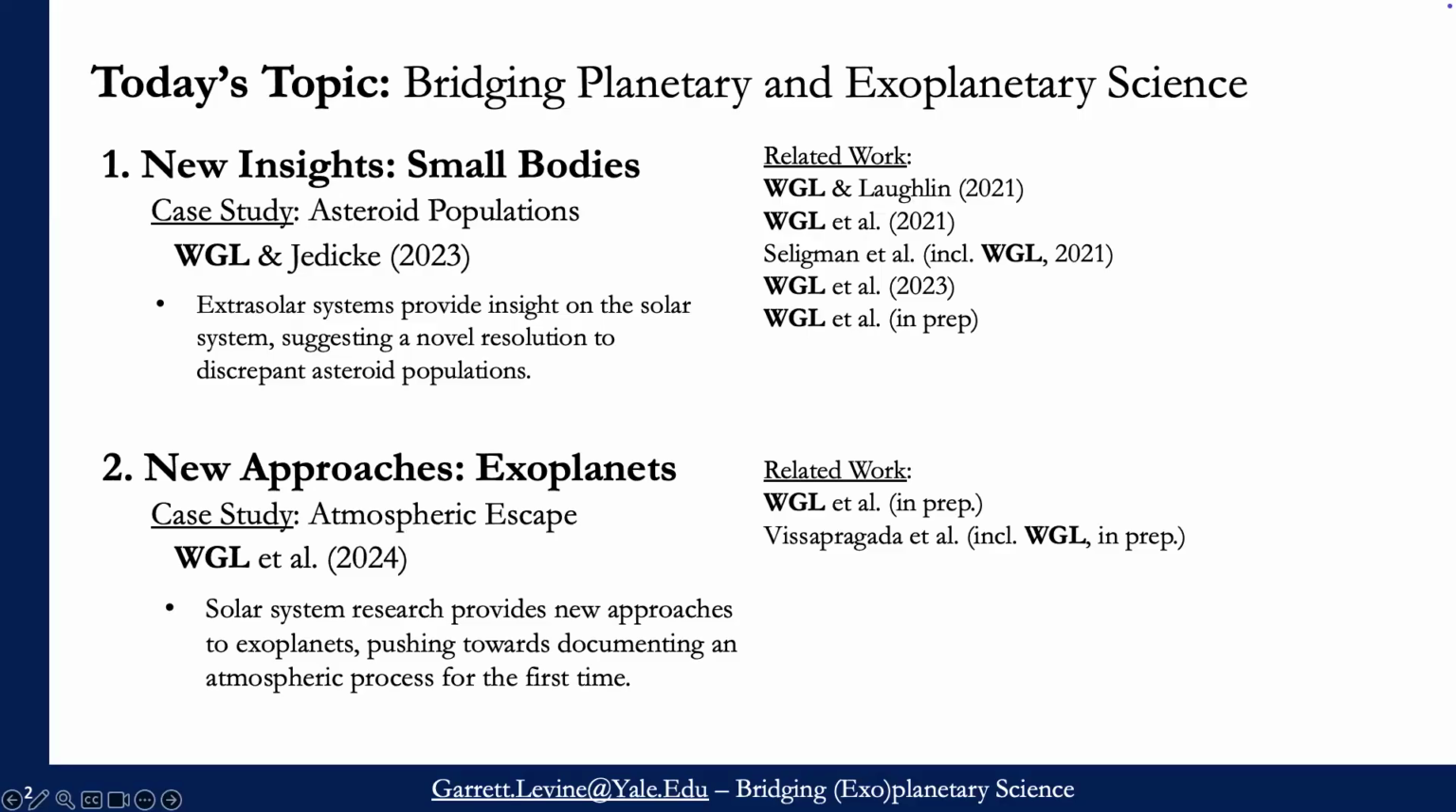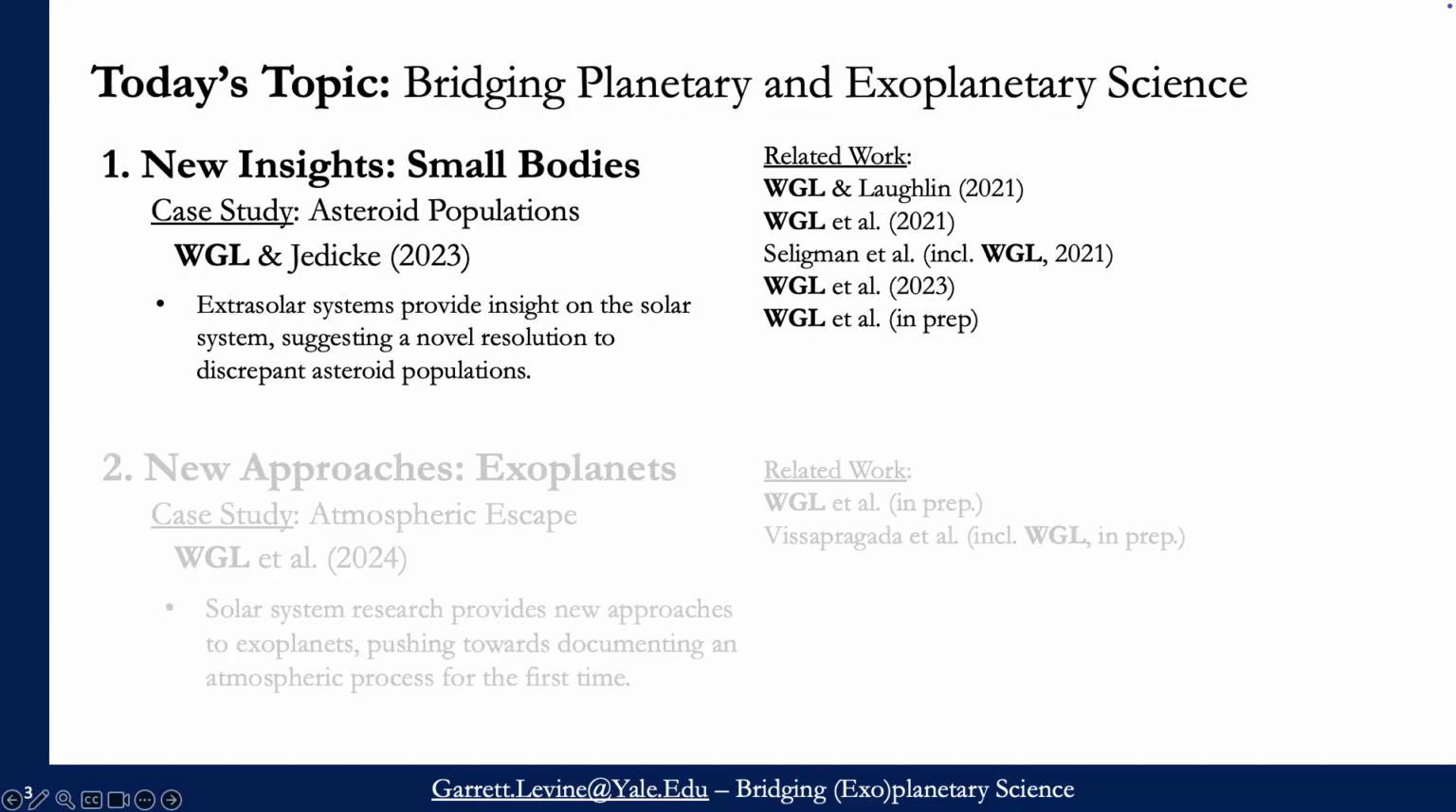This is a case study that's only thematically related to the small bodies, and that is this bridging planetary and exoplanet science, where we'll talk about atmospheric escape. This is something that we believe from geochemical evidence happened on early Earth and early Mars and Venus. And what we're going to do is we're going to observe this process happening on an extrasolar world. And we're going to use an approach from the solar system to probe this exoplanetary system, and we'll push towards documenting a widely known solar system atmospheric process for the first time. So without further ado, we can jump right into the small bodies part of this talk.